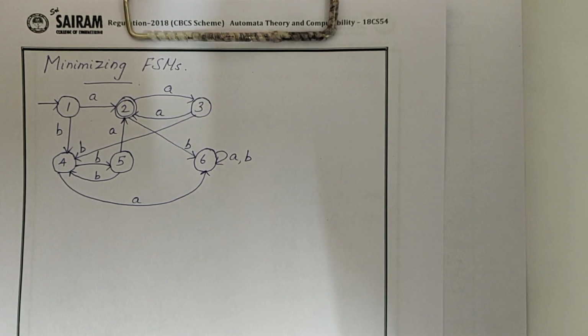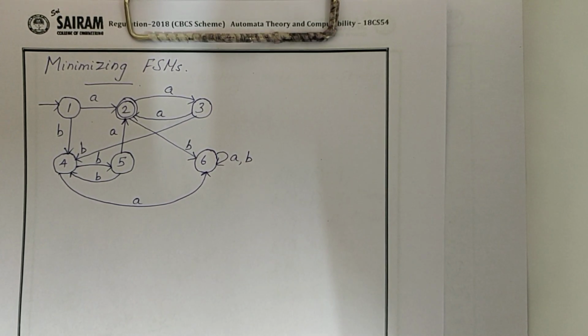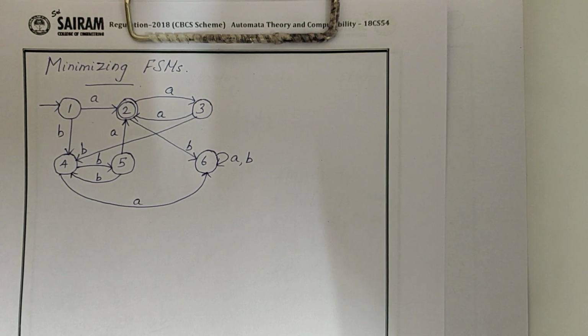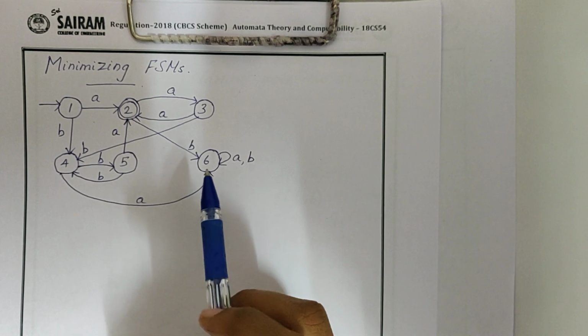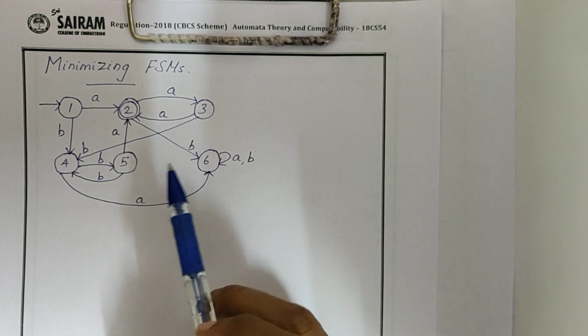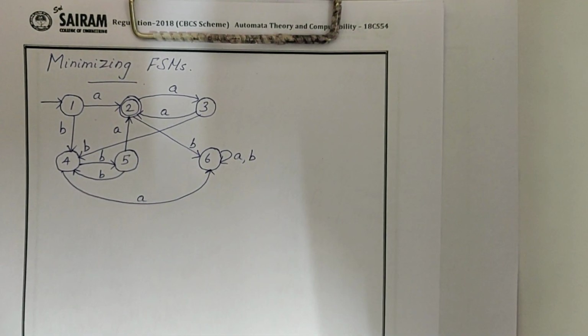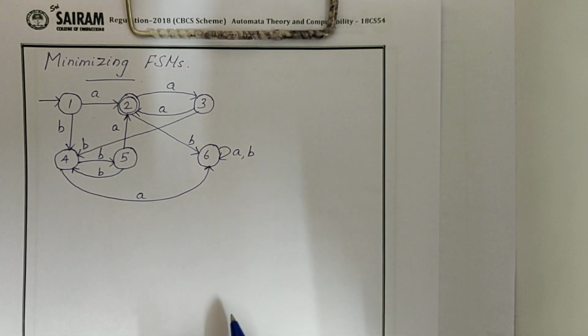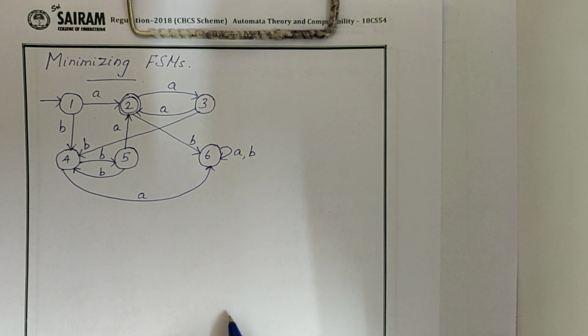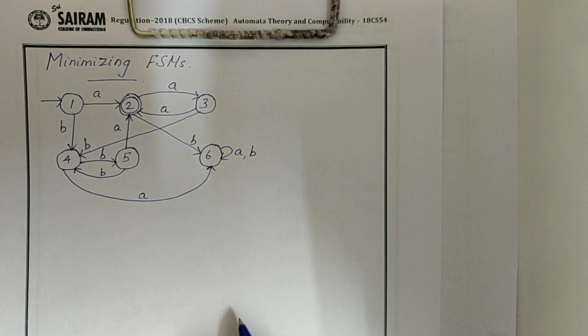Hi students, in this video we'll see how to minimize a given FSM. Here a DFA is given and we'll see how to minimize the given DFA, a deterministic finite state machine, otherwise I can say DFA, deterministic finite automata.